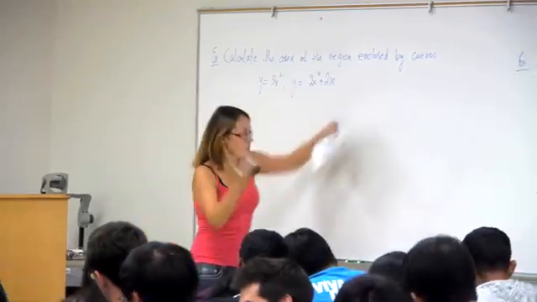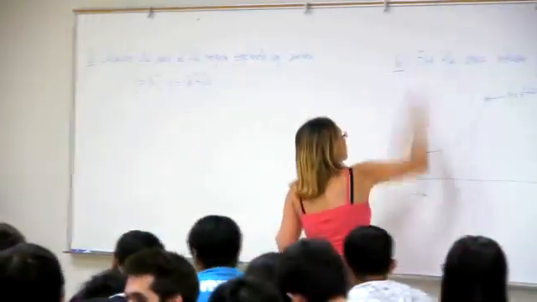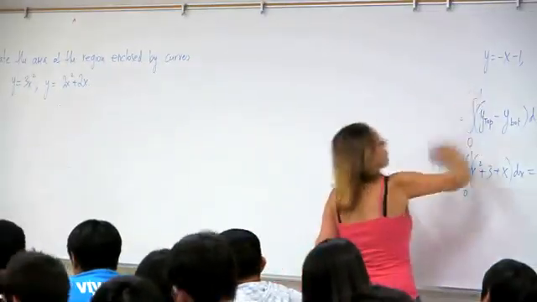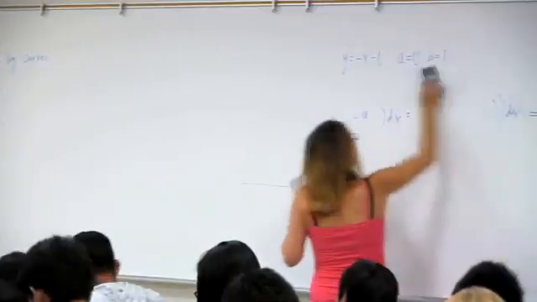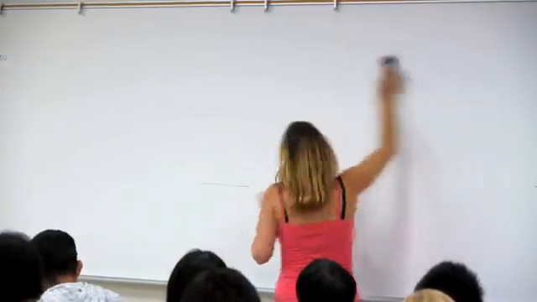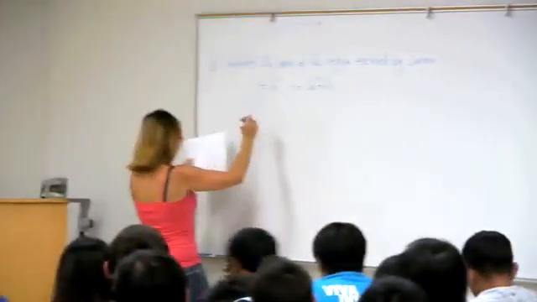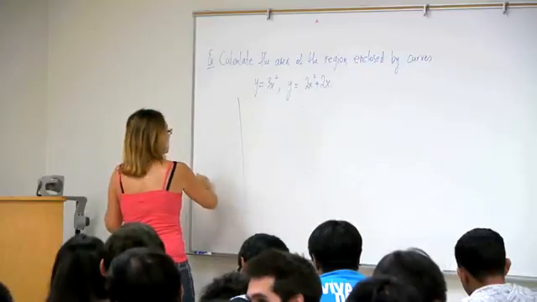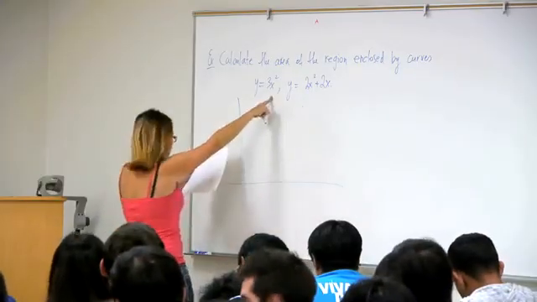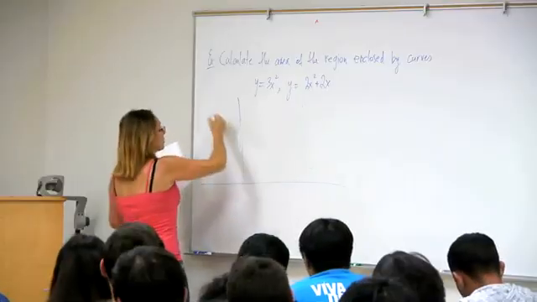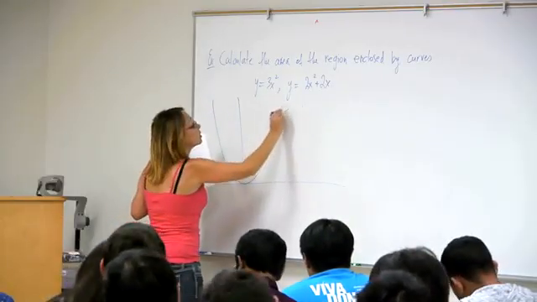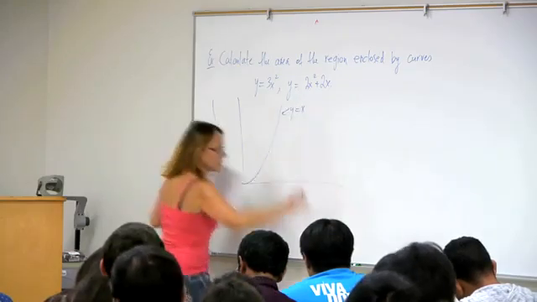So enclosed means that somehow when I draw them, I will see what they mean, right? I'll have some enclosed region. For that, the curves must intersect at least twice. So let's draw the picture here. So the first one is a parabola. So this is y equals 3x squared.